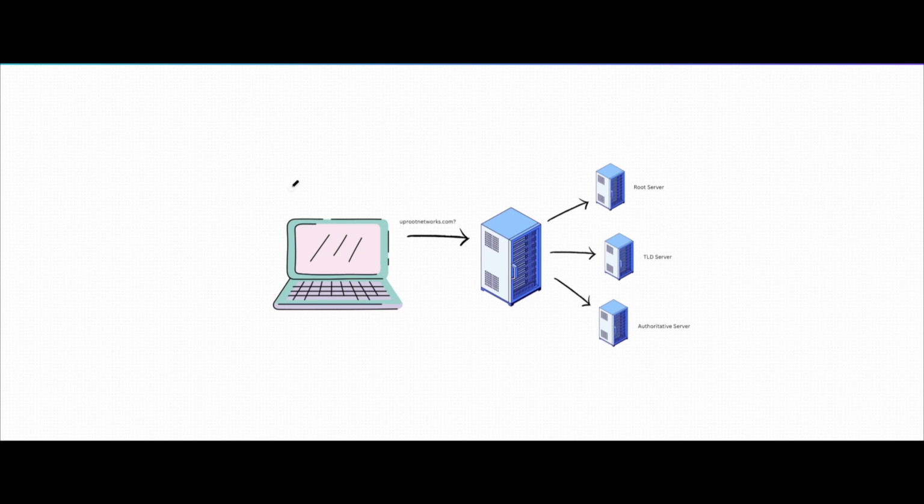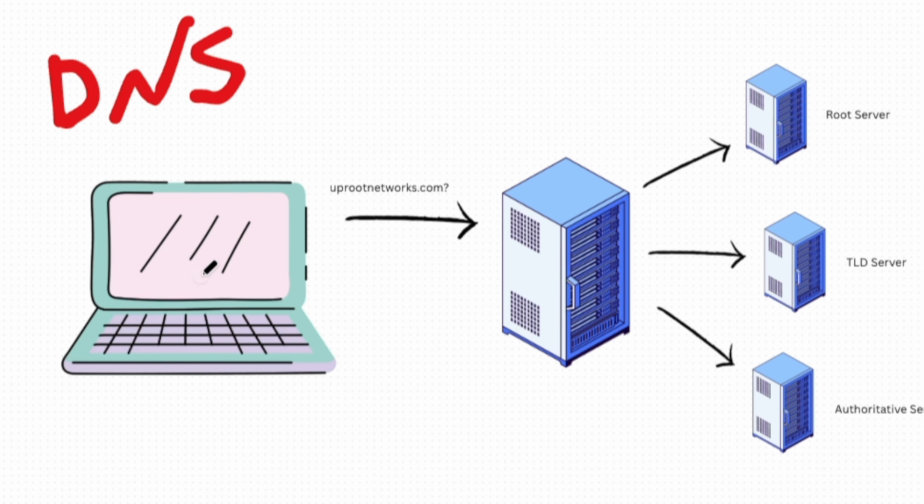So let's get started. Before we go into how URL filtering actually works, we need to first understand what happens when a user navigates to a website in their web browser. First step is the DNS lookup. DNS is the process of resolving a domain to IP address. First thing that happens is a user will input, in this case, uprootnetworks.com into their web browser.